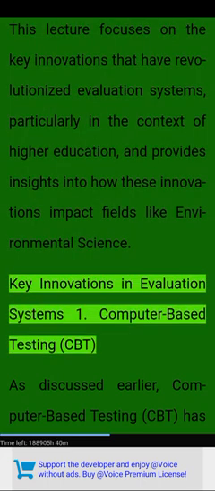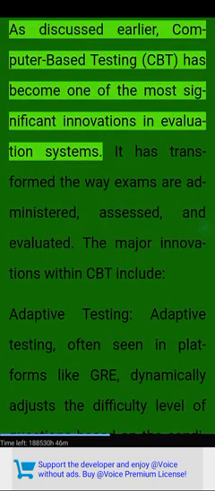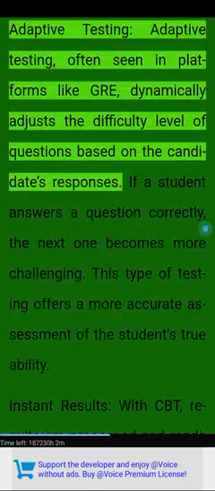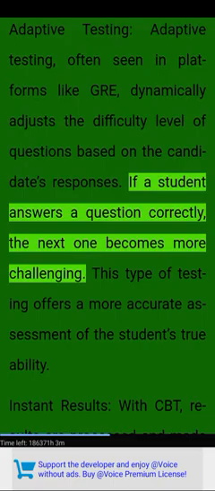Key innovations in evaluation systems. 1. Computer-based testing, CBT. As discussed earlier, computer-based testing, CBT, has become one of the most significant innovations in evaluation systems. It has transformed the way exams are administered, assessed, and evaluated. The major innovations within CBT include adaptive testing. Adaptive testing, often seen in platforms like GRE, dynamically adjusts the difficulty level of questions based on the candidate's responses. If a student answers a question correctly, the next one becomes more challenging.